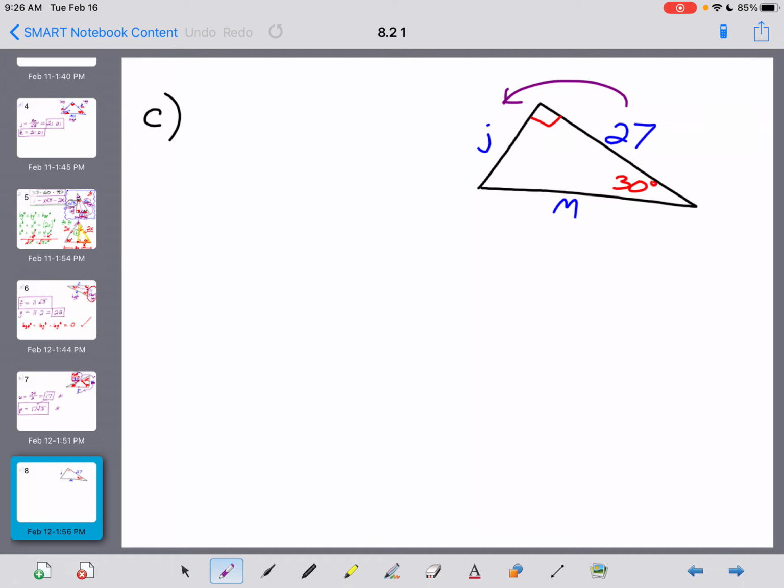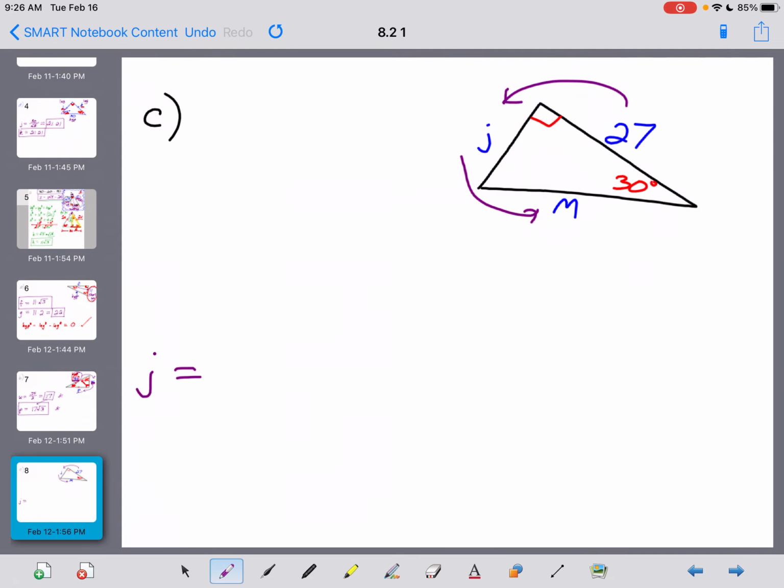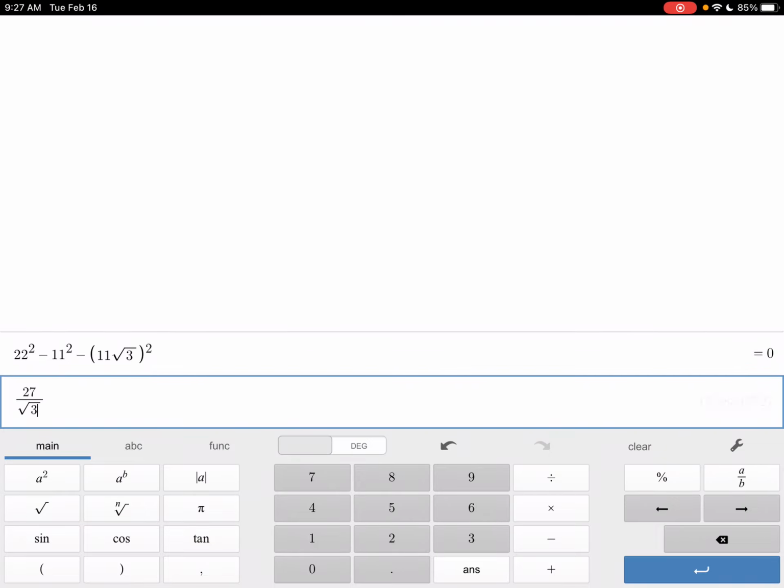So we said we were going here, and then we were going here. So to find J, everybody, which is our short leg, let's go back here. Now, to go from short leg to long leg, we multiply by the square root of 3. Then to go backwards from long leg to short leg, we divide by the square root of 3. So J is the long leg, which is 27, and we're going to divide that by the square root of 3. In this case, guys, we're going to go ahead and use our calculators here. This actually ends up being 9 times the square root of 3 if you're rationalizing, but we said we weren't going to do that. So 27 divided by the square root of 3.